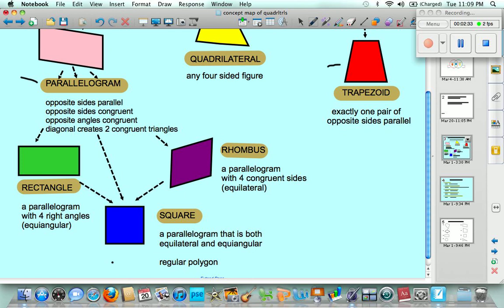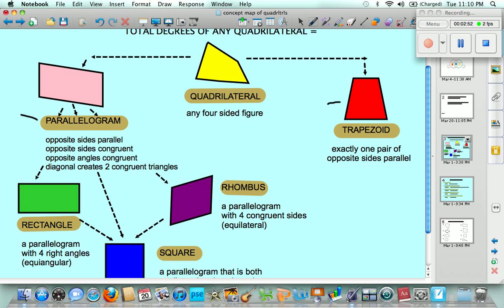Okay, it's always going to work from the bottom up. So example, all squares are rectangles, but not all rectangles are going to be squares. All squares are going to be rhombus, but not all rhombuses are going to be squares. Okay, all parallelograms are going to be quadrilaterals, but not all quadrilaterals will be parallelograms. So do not lose this concept map that you have. At a later time, I would write down these definitions in your notes so that you have them.